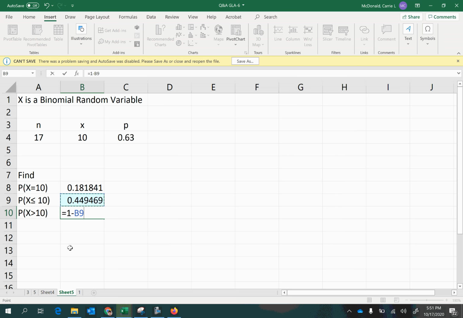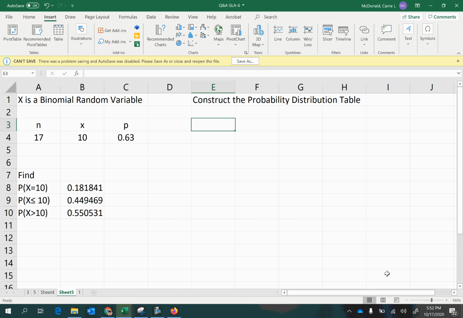So 1 minus that answer will give us the answer for that part. Okay, so now that's how you do it, just to answer those few pieces. But I thought it would be also very helpful for you to see what happens when you actually construct the entire probability distribution table with the x values and the probability of x of exact.